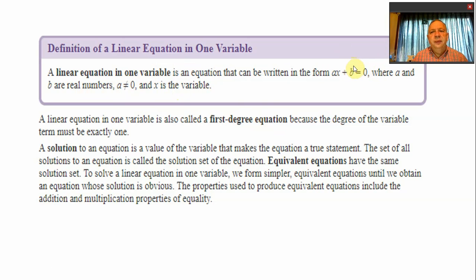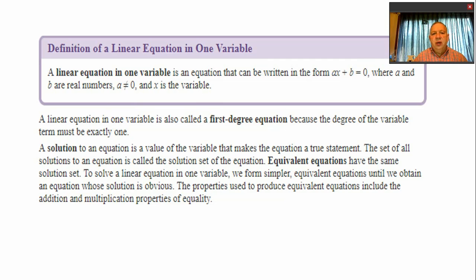Okay. So a linear equation in one variable is also called a first degree equation because the degree of the variable term must be exactly 1. That exponent of this x right here should be 1. A solution to an equation is a value of the variable that makes the equation a true statement. The set of all solutions to an equation is called the solution set of the equation. Equivalent equations have the same solution sets.